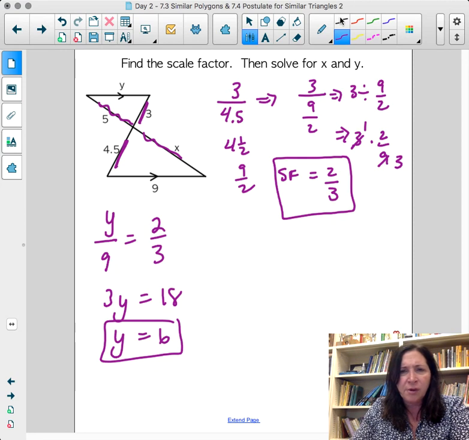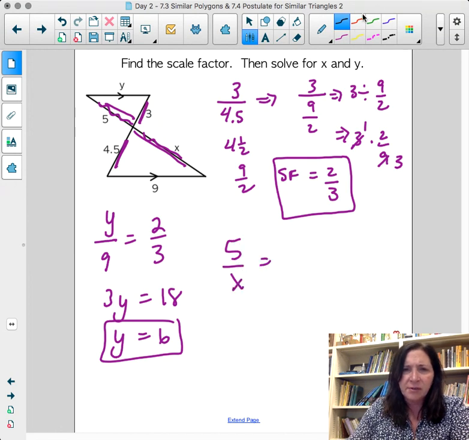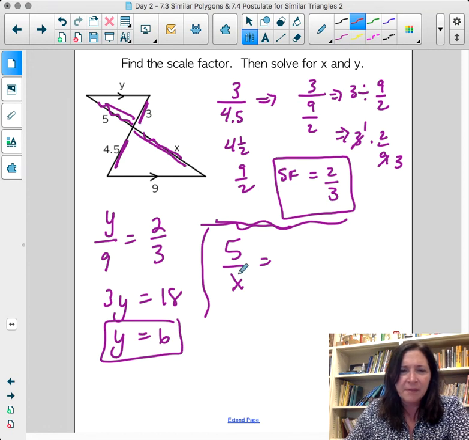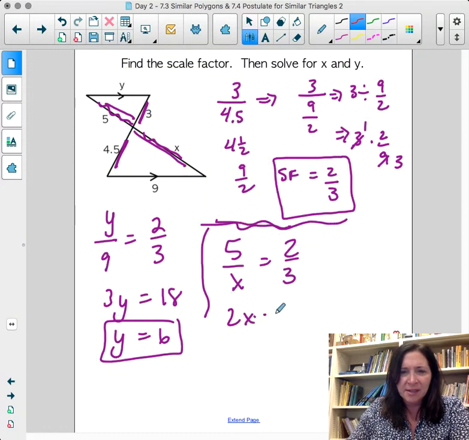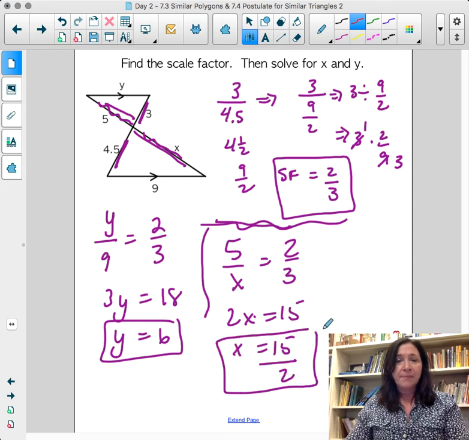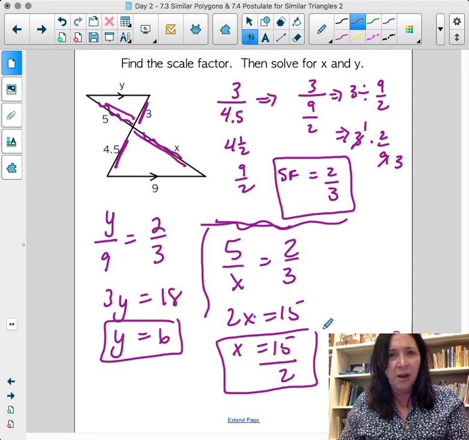Okay. In order to find x, though, I'm going to go smallest to large. So 5 is to x. 5 is to x as 3 is to 4.5, which is 2 is to 3. And so we're going to get 2x is equal to 15, and x is equal to 15 over 2. And that's my answer.